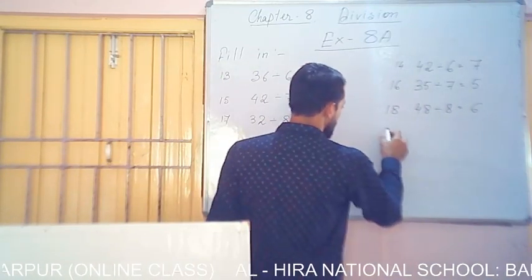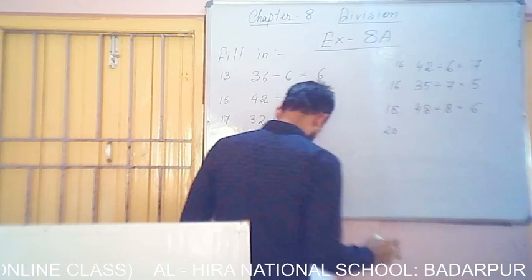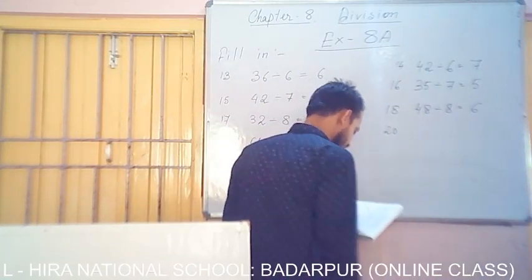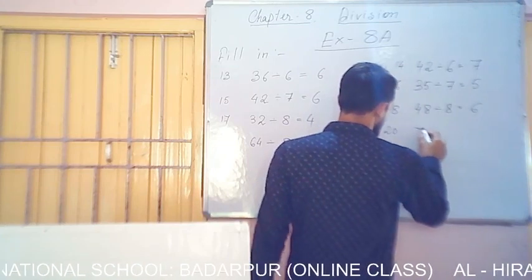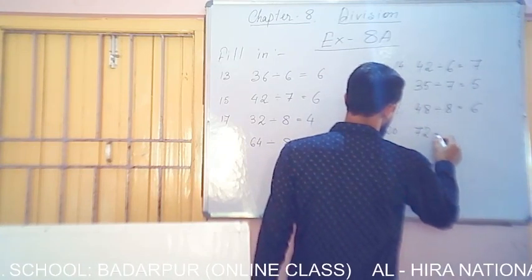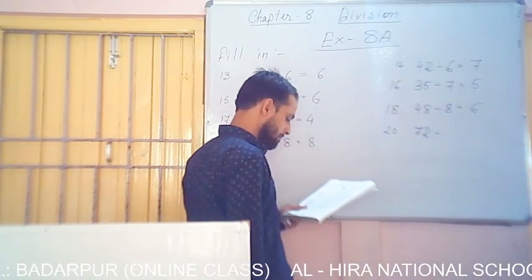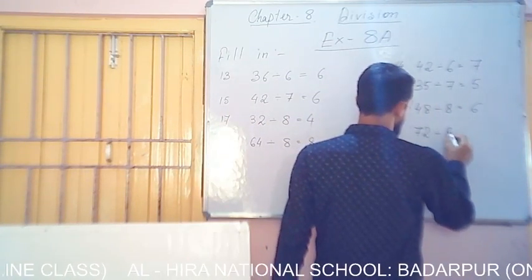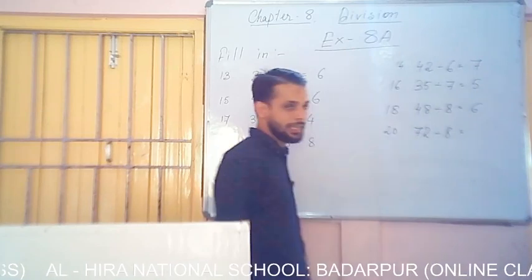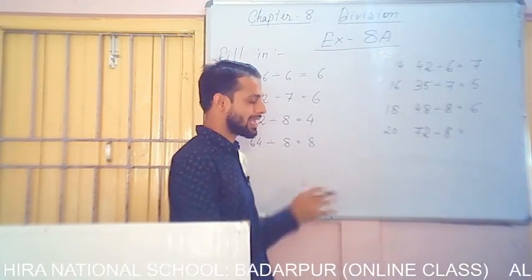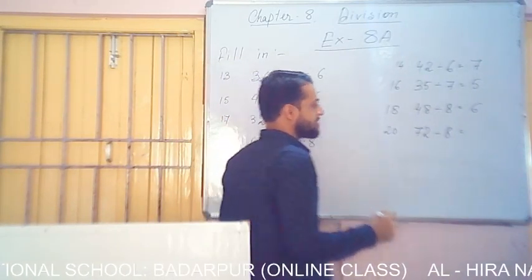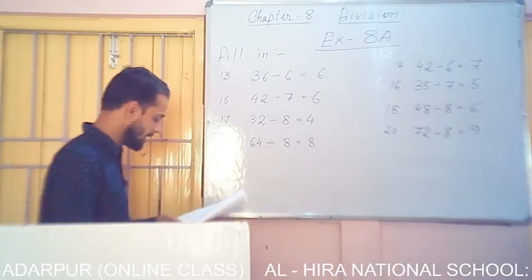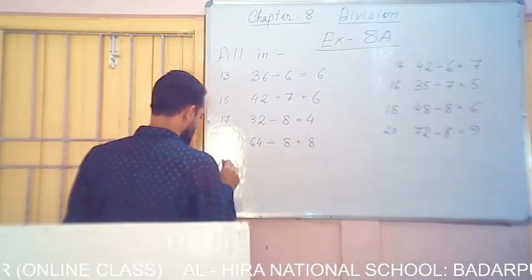Now question number 20. Question number 20 is 72 divided by 8. If we divide 72 by 8, we will get 8 9s are 72.